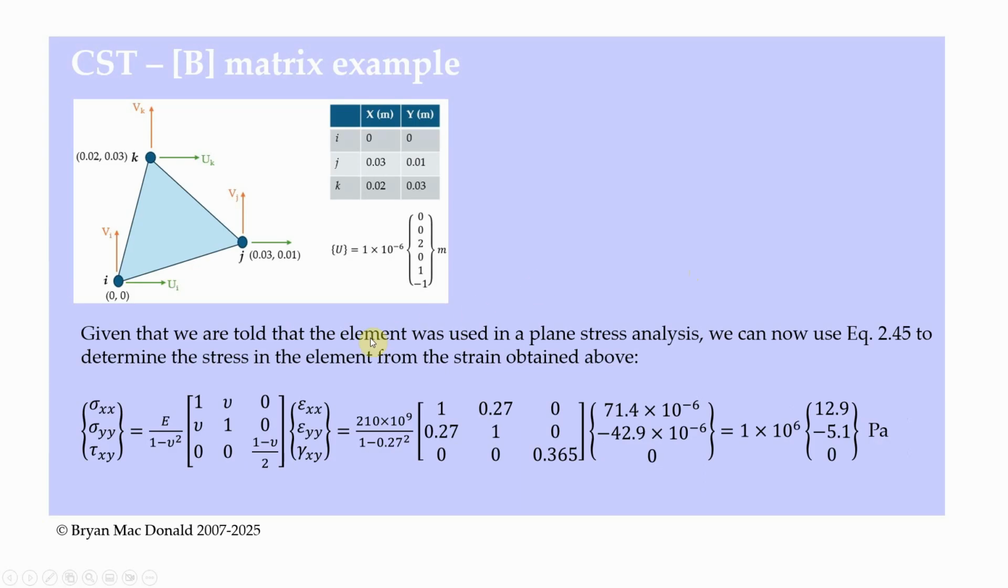Given that we were told the element was used in a plane stress analysis, we can now work out stress if we want as well. So stress is going to be equal to the D matrix times strain. So the D matrix is the plane stress one. We just fill in all the values. Strain, we've just worked that out. We multiply those by each other, and we find out that the stress is 12 megapascals in the X direction, minus 5 megapascals in the Y direction. So again, given that the element is getting longer in the horizontal and is getting shorter in the vertical direction, those stresses would make sense as well.